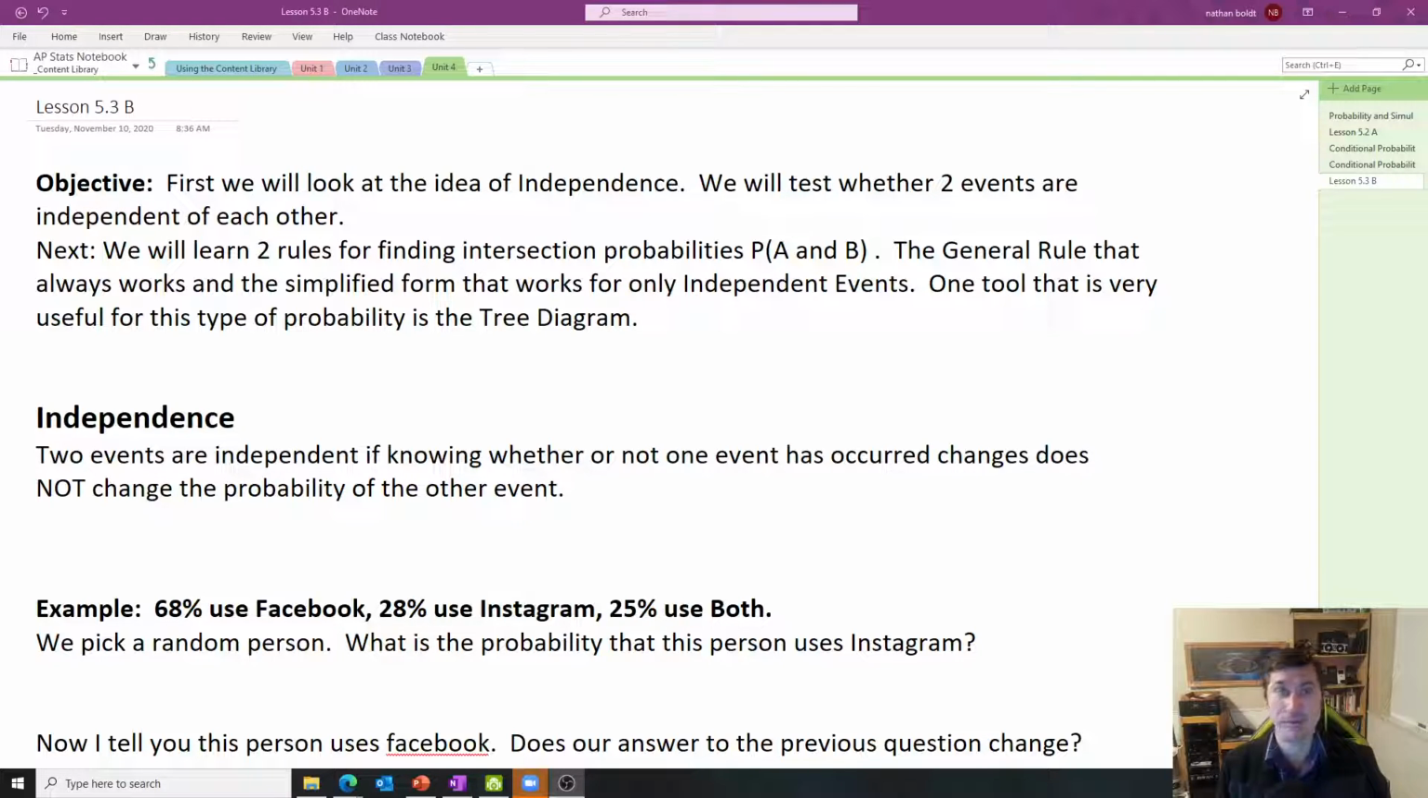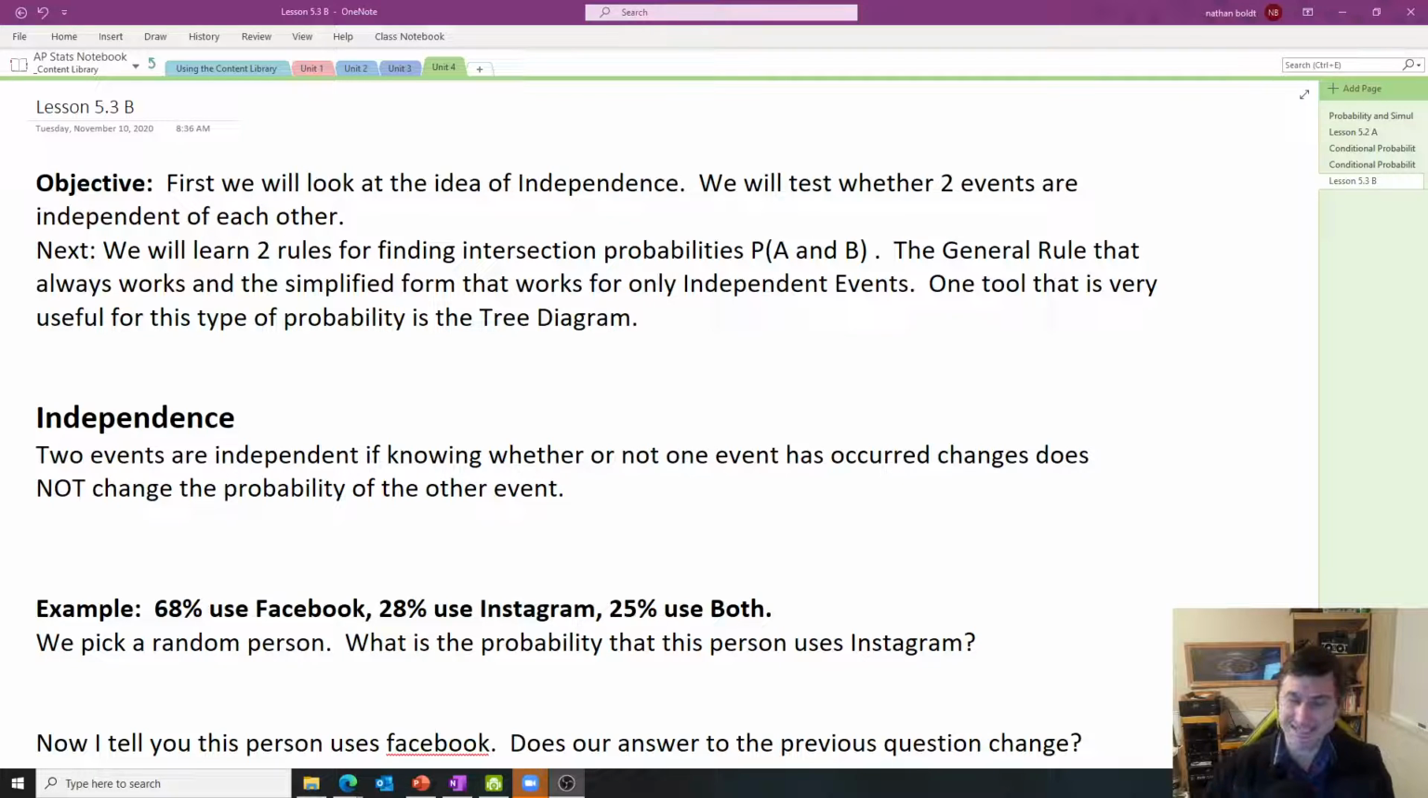So something like the probability of A and B. There's going to be a general rule that always works, and then a simplified form that only works for those independent events that we'll have just learned about. And then one tool that does this really well for us is the tree diagram. It's really easy, and it works well for finding probabilities.